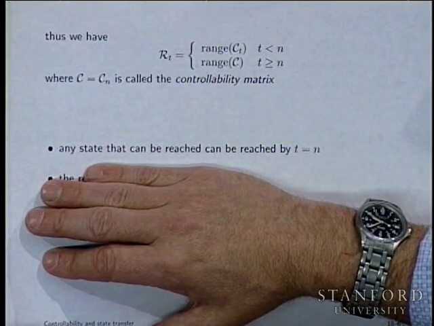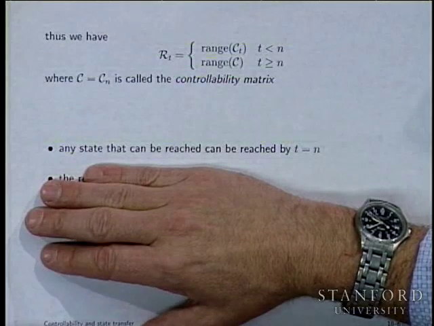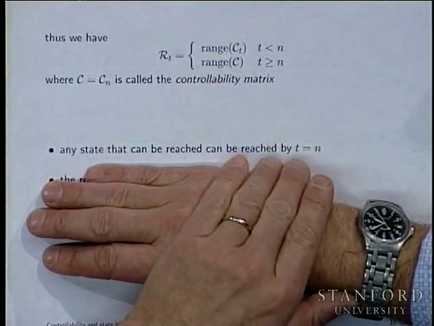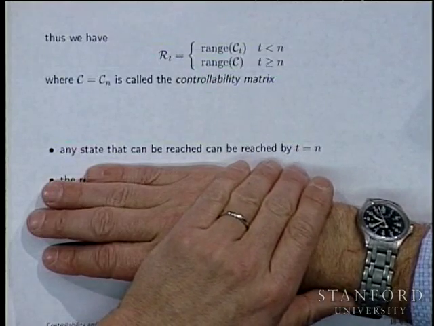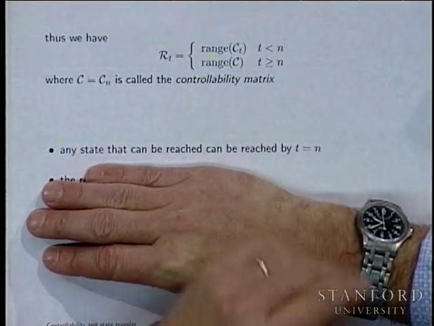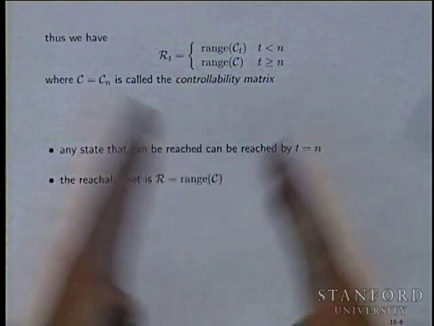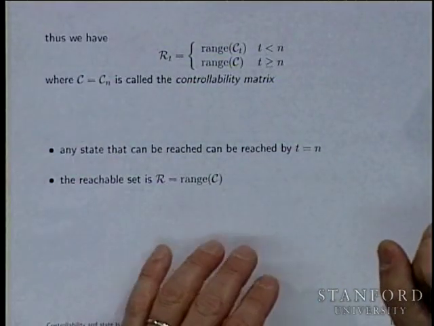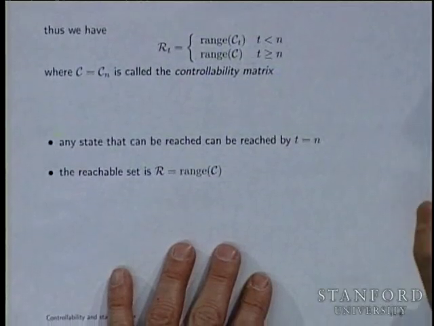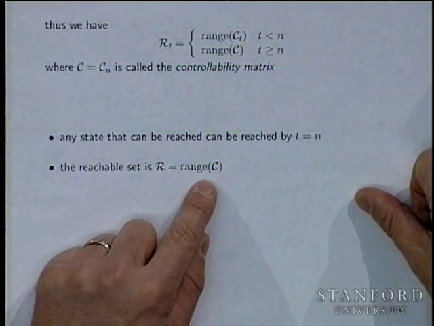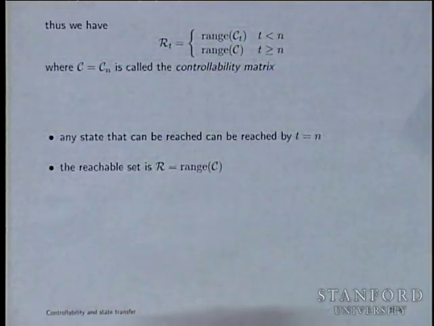Now, that doesn't mean that's a good idea. We will see why very shortly. But nevertheless, as a mathematical fact, it says that if you can't reach a state in n steps, then you can't reach it ever. So giving you more time to hit the state is not going to help at all. And the reachable set, that's the set of points you can hit with no limit on time, is simply the range of C. It's the range of this matrix.